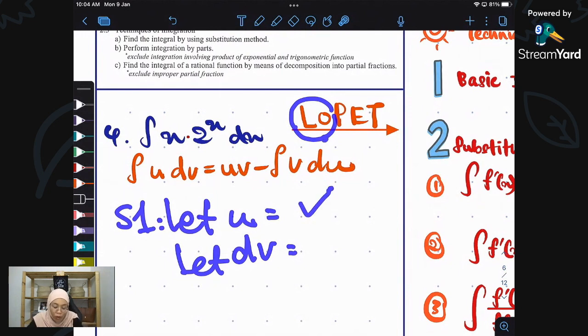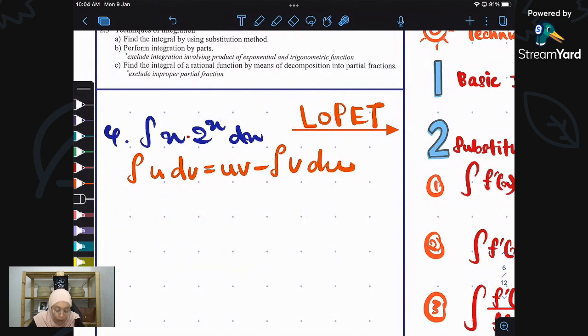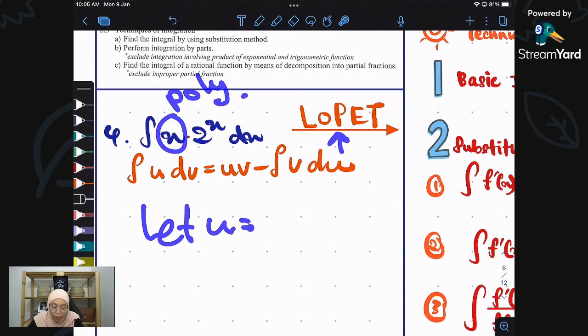So ln will always come first, kalau soalan itu mempunyai ln. Tapi soalan ini tidak mempunyai ln. What do we have? We have poly and we have exponent. So our poly is represent as P, manakala our exponent punya function represent as E. So siapa yang datang dulu untuk soalan ini adalah poly. So let u will become the polynomial, which is the x.